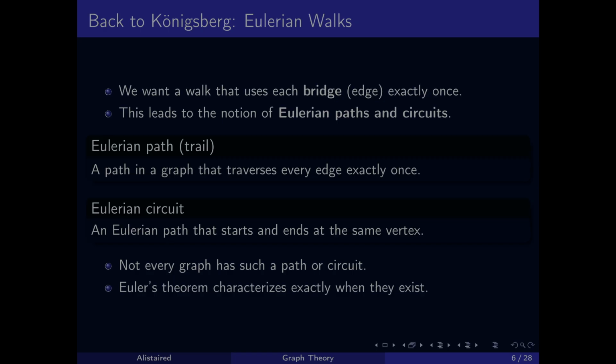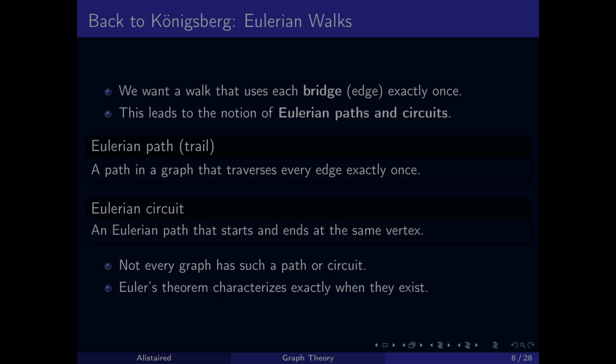The property of being able to go from one landmass and visit every bridge exactly once, and then end up either where you started or elsewhere, is named after Euler, since Euler answered the problem. We call that property a Eulerian path or a Eulerian circuit. If you end up where you started, it is a circuit. If you don't, it's a path. A Eulerian path can also be a circuit, but it doesn't have to.